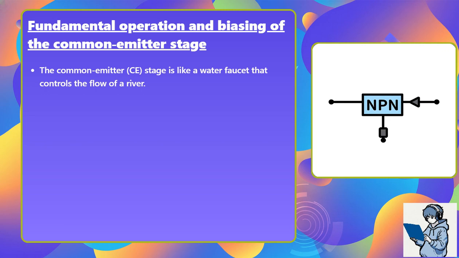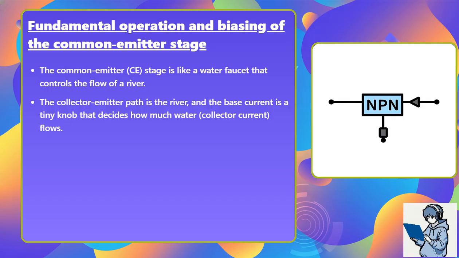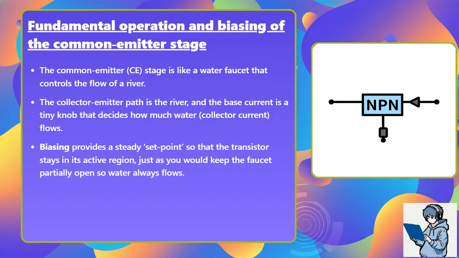The common emitter stage is like a water faucet that controls the flow of a river. The collector-emitter path is the river, and the base current is a tiny knob that decides how much collector current flows. Biasing provides a steady set point so that the transistor stays in its active region, just as you would keep the faucet partially open so water always flows.